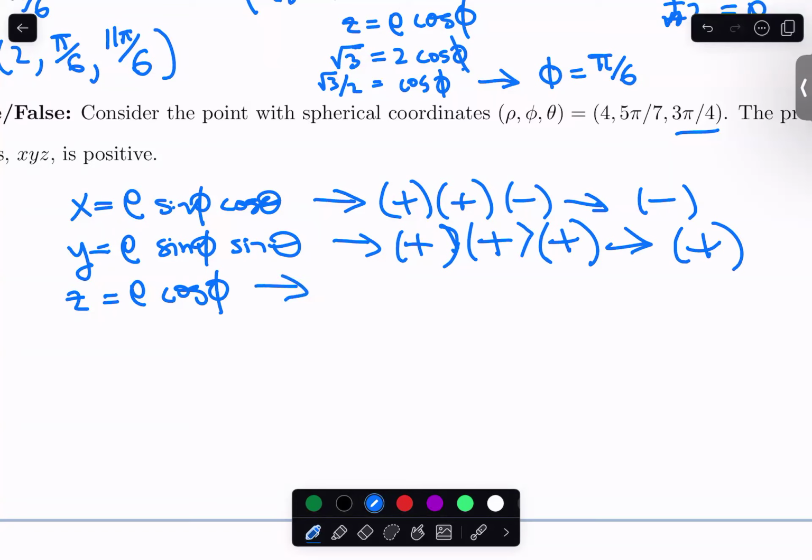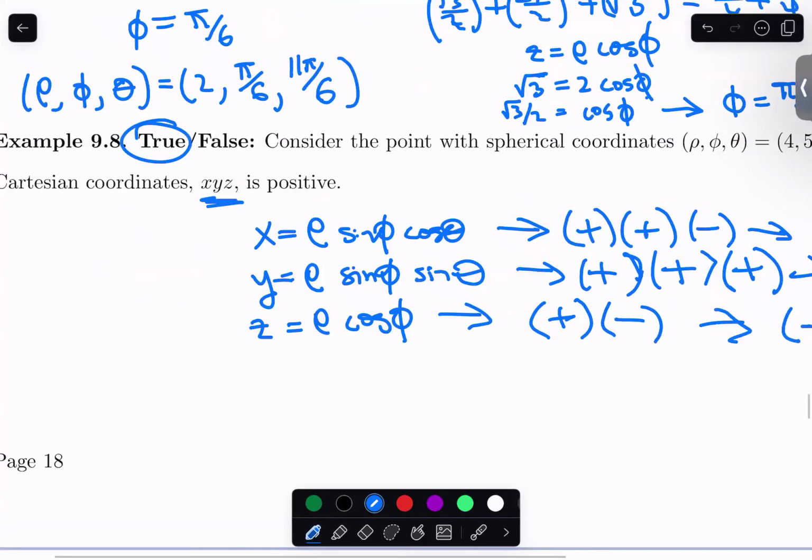And then finally, for z, rho is 4, a nice positive number, and cosine of phi. Well, 5 pi over 7 is in the second quadrant, and cosine in the second quadrant is negative. But if you don't happen to remember that, that's fine. Your calculator will verify for you. Make sure it's in radians mode, but when you do cosine of 5 pi over 7, it will output a negative answer. So we are interested in the product x times y times z. I have a negative times a positive times another negative, so overall, it is going to be positive. So the answer here is going to be true.